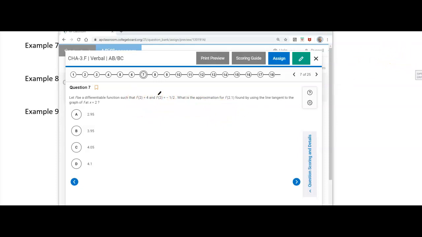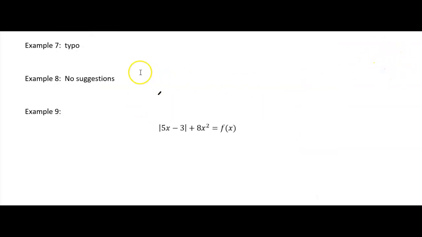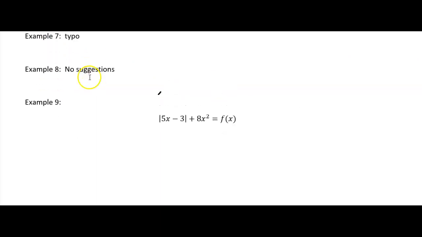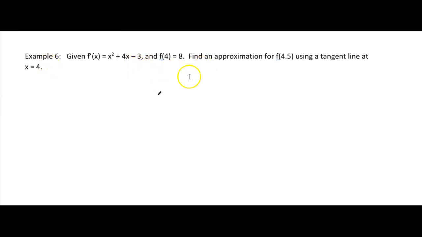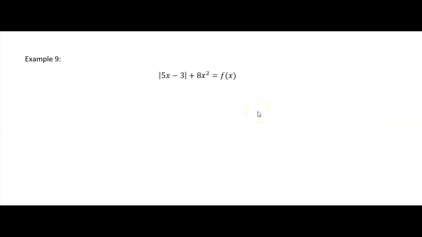So they just had a typo there. But other than that, I'm going to let you guys do it because it's pretty much just like the last one. Example 8, very similar as well. So if you need help with those, I would refer you back to example 6 just so you know how to find a tangent line and use that to make your approximations. Other than that, I would say just see me during a Zoom if you don't know how to do those. It's pretty straightforward though. Let's go ahead and take a look at example 9.